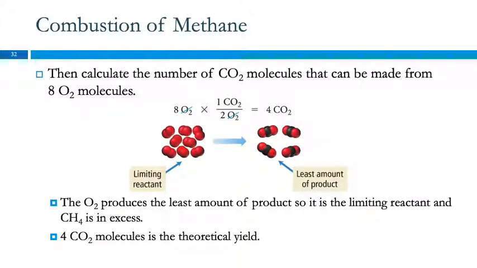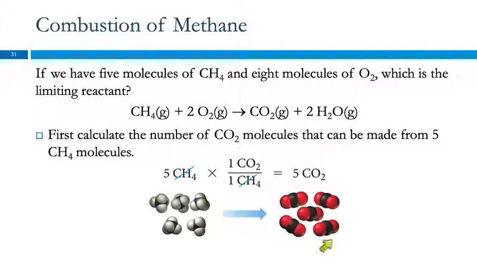The other reactant was the oxygen. And they said, well, we've got 8 molecules of oxygen. We get 1 CO2 for every 2 oxygens. And so from the 8, we can only make 4 carbon dioxide molecules. It's a little bit like the pizzas and the cheese, right? You get 1 pizza for 2 cups of cheese. Here we get 1 CO2 for 2 oxygen molecules. So the oxygen could make 4, and the methane can make 5.